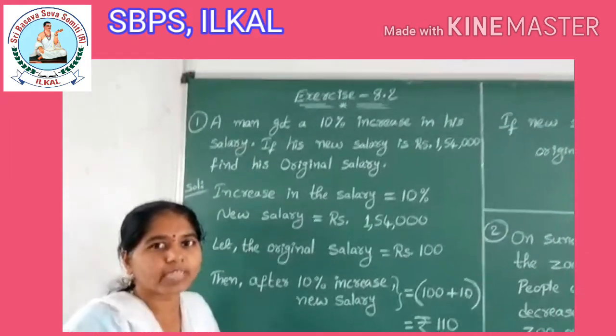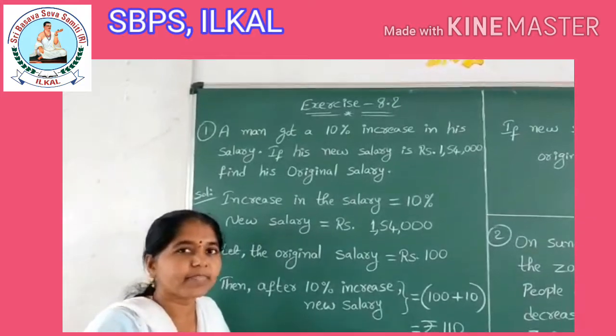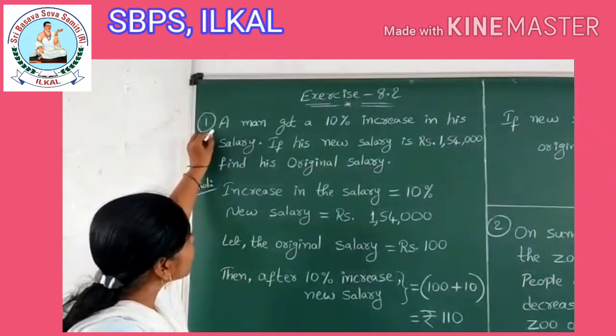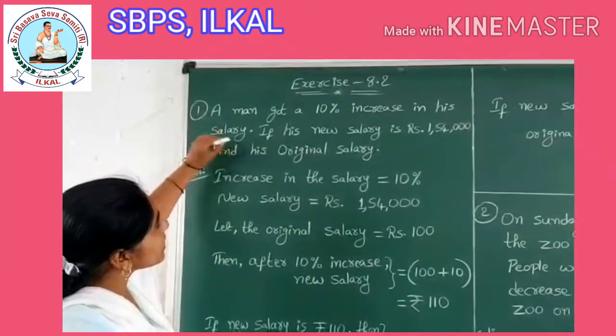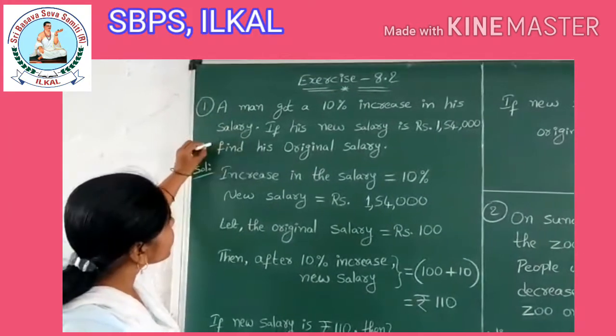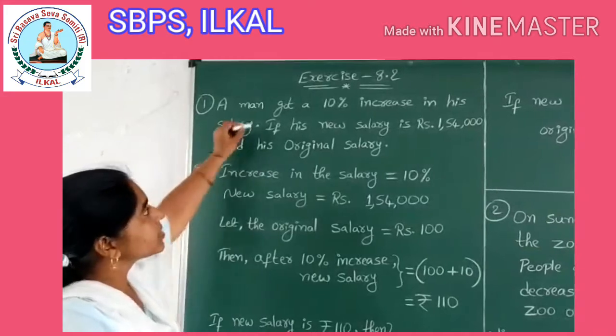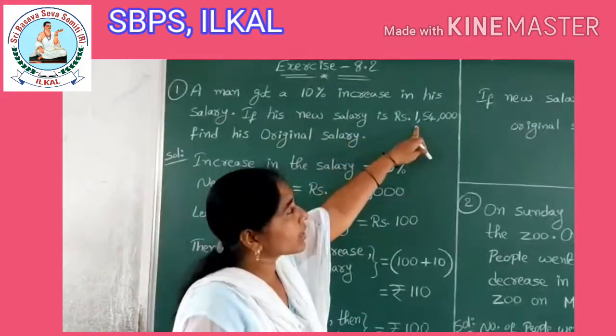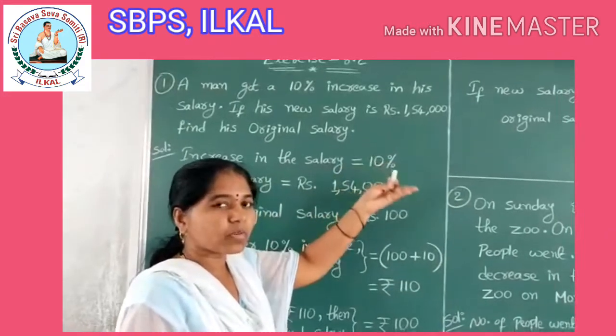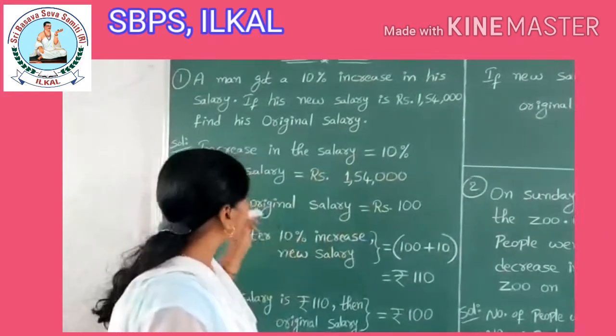Today we are going to solve exercise 8.2 problems. In the first one, a man got a 10% increase in his salary. If his new salary is rupees 1,54,000, find his original salary. Children, after a 10% increase, his salary was 1,54,000. Before, how much it was, we have to find.